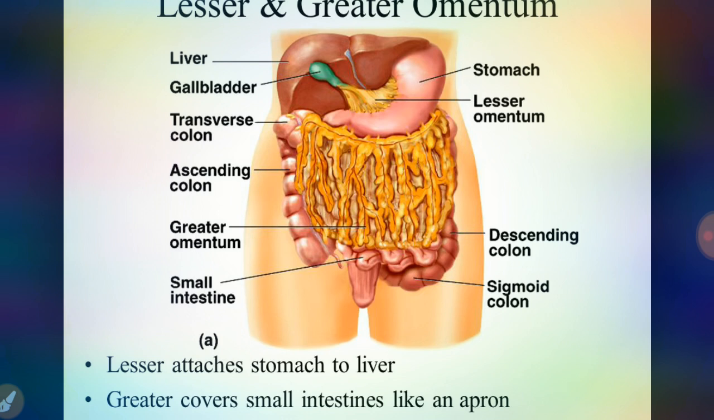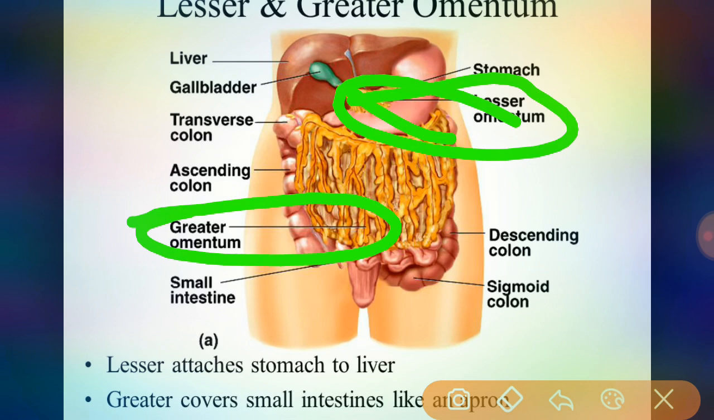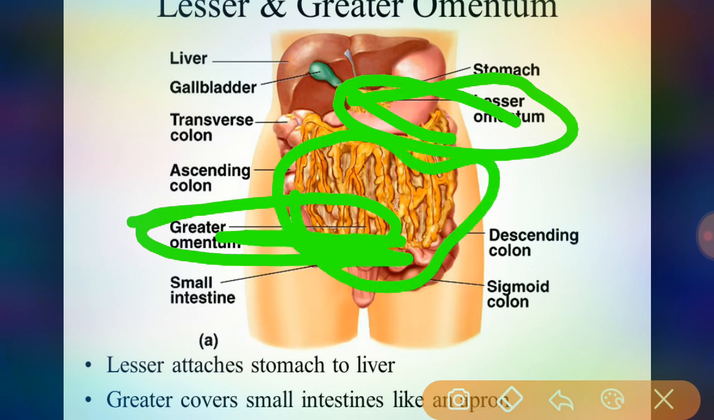Okay, see here the greater omentum. This is the greater omentum and this is the lesser omentum. The lesser omentum is attached to the liver. But the greater omentum covers the small intestine. See here, this picture shows it clearly. It is covering the small intestine. So this is the small intestine, and the small intestine is covered by the greater omentum.